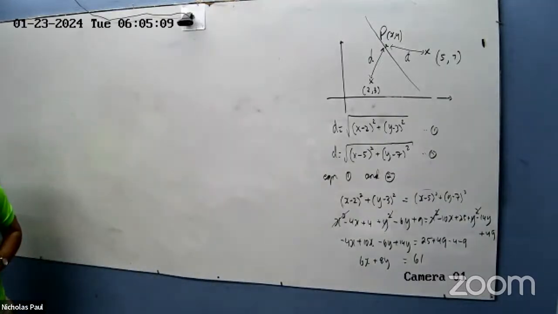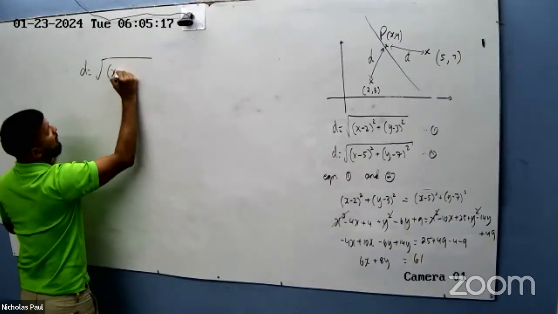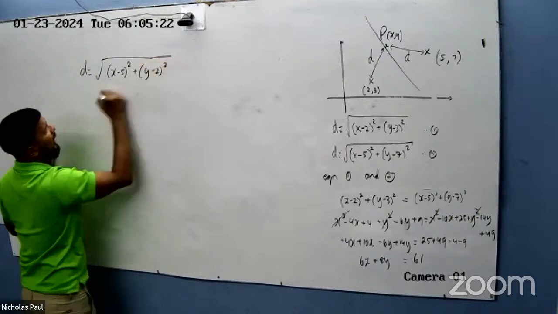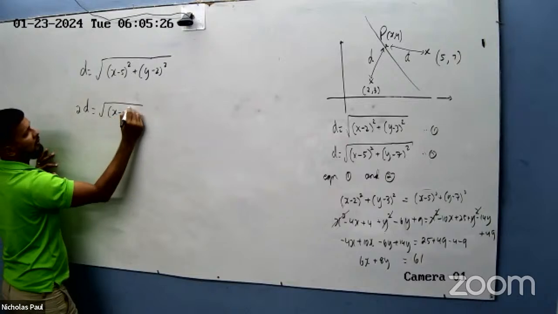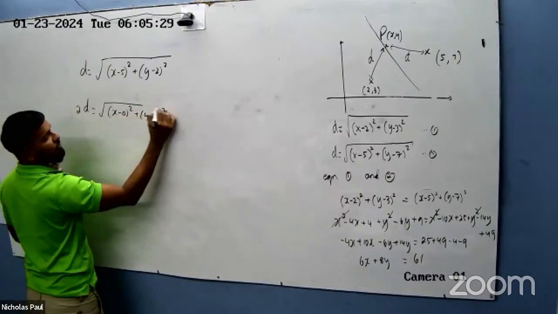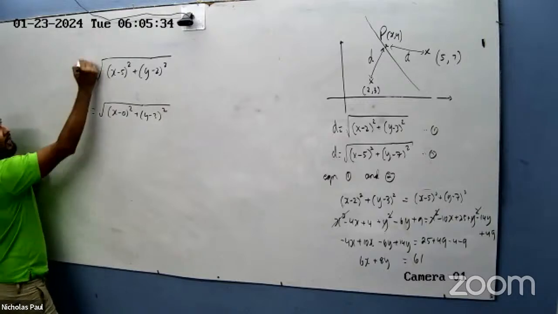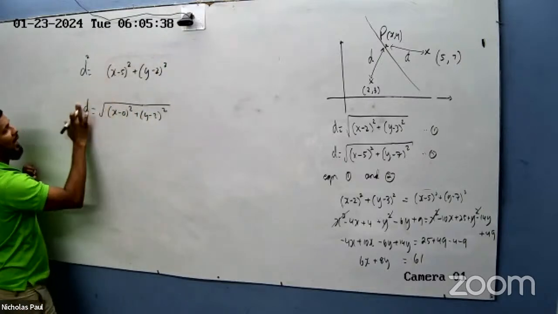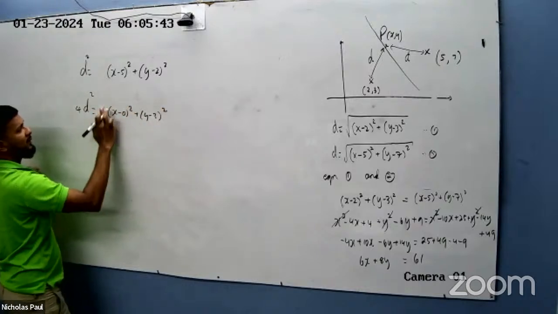Right? Just do me a favor now. Pull back out the equation: x minus 5 squared plus y minus 3 squared. So square both sides, and you'll get d squared to be equal to this. And you will get 4d squared to be equal to this.